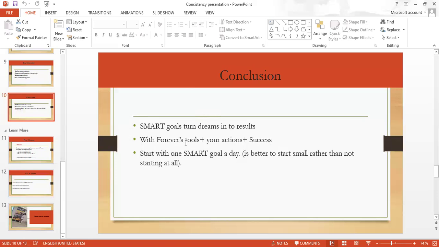So, I always say Forever has a system that is working. As long as we are implementing it with our actions, you can't be having the tools, but you're not doing anything, and then you want the success. So we need to make sure these three things go hand in hand. Start with one SMART goal a day. It's better to start small rather than not starting at all. So every day, make sure you are putting something, even if it's something small, it's better than nothing.